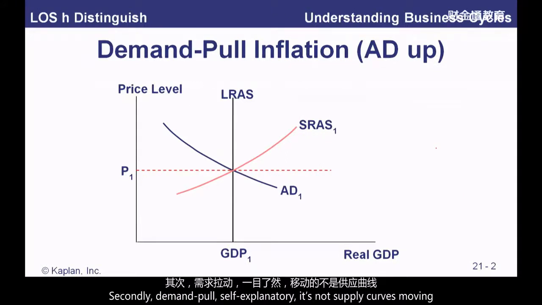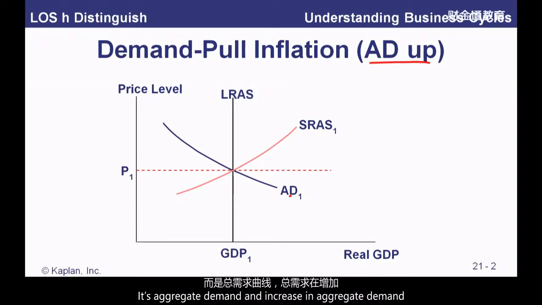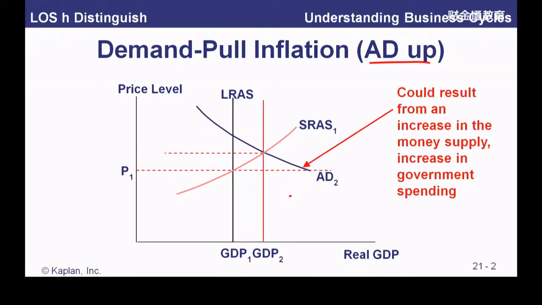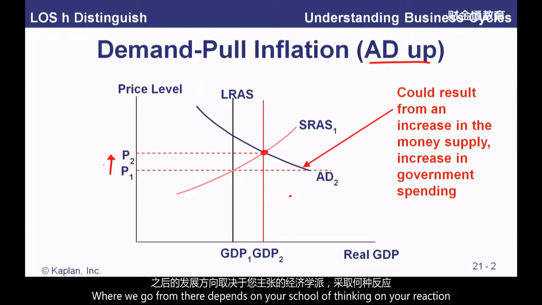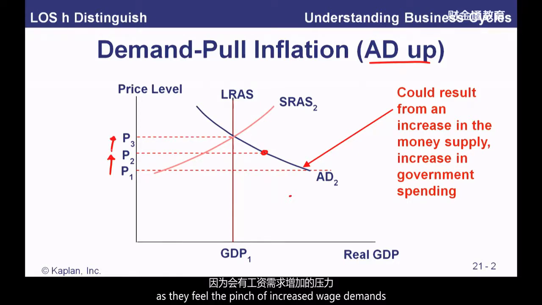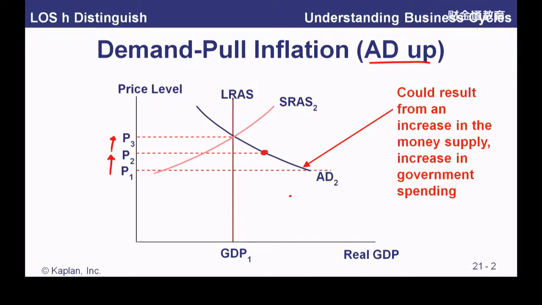Secondly, demand pull, fairly self-explanatory. It's not supply curves moving, it's aggregate demand. An increase in aggregate demand, hence larger aggregate demand at every price level, it will shift out to the right. And there is your higher price. Where we go from there depends on your school of thinking and your reaction. In theory, at least, short-run aggregate supply curves should shift back as they feel the pinch of increased wage demands and prices go up again.